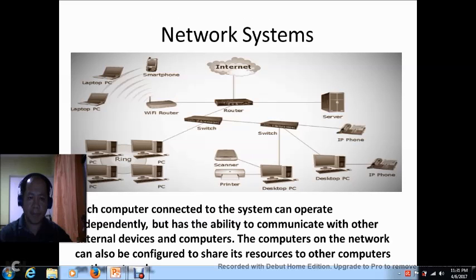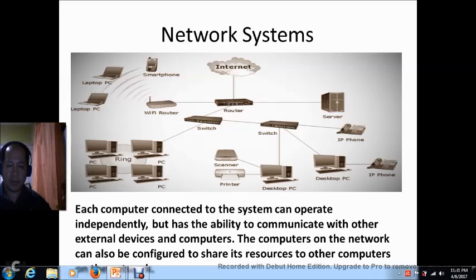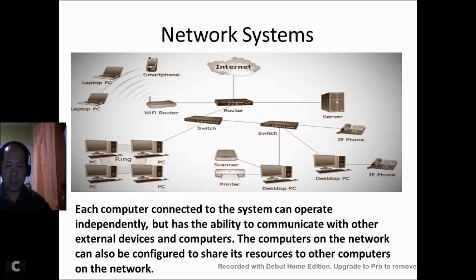Network system. Each computer connected to the system can operate independently but has the ability to communicate with other external devices and computers. The computer and the network can also be configured to share its resources to other computers in the network. This is my last slide.